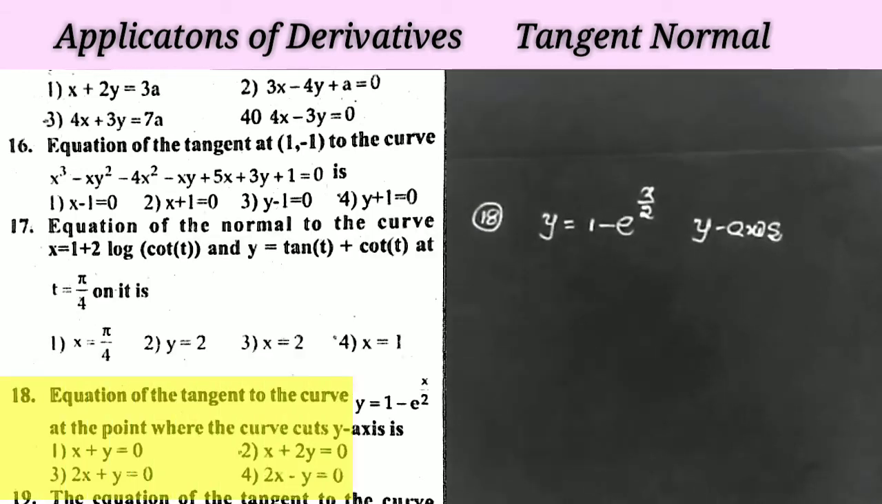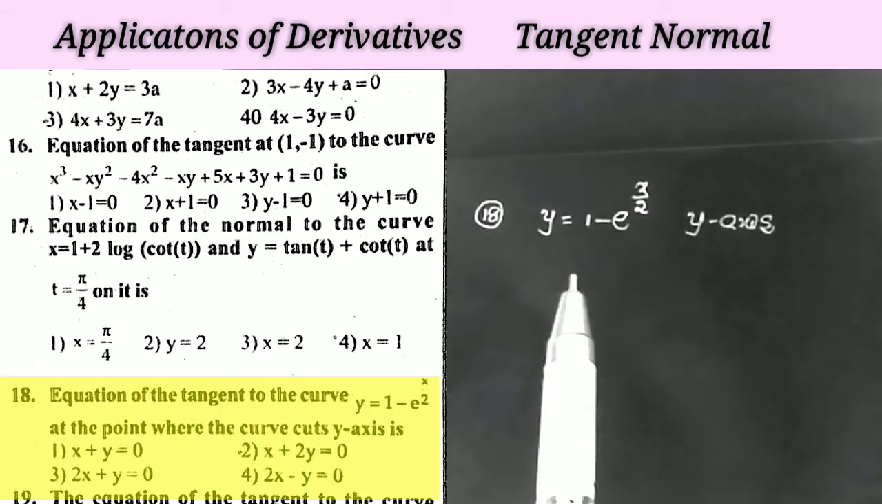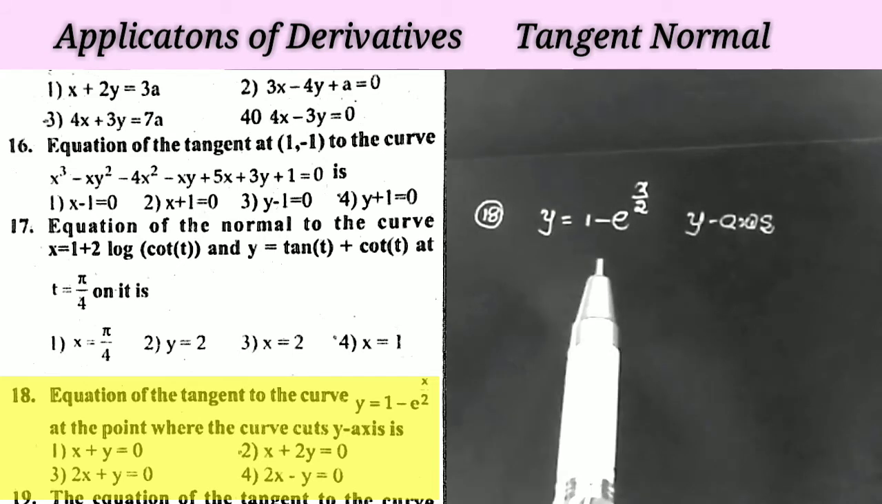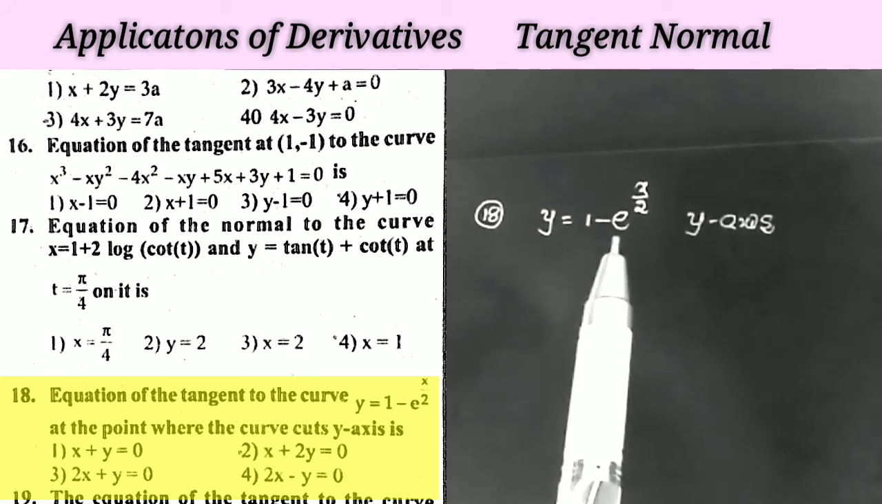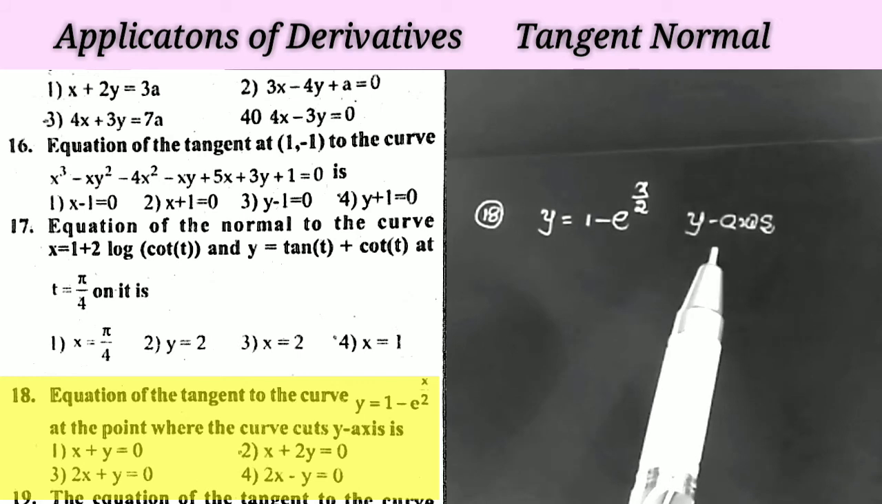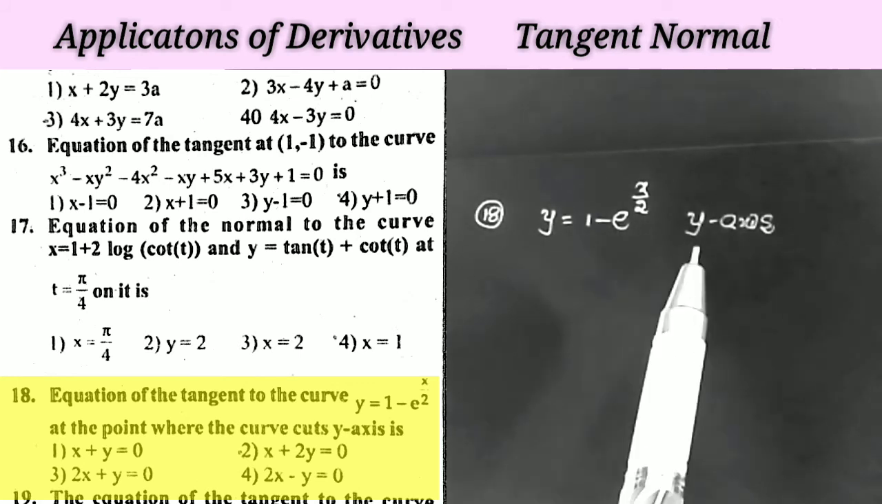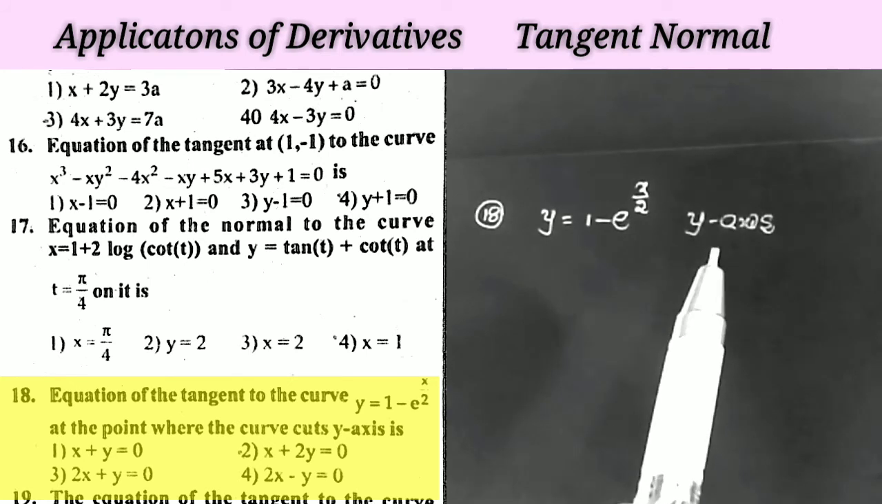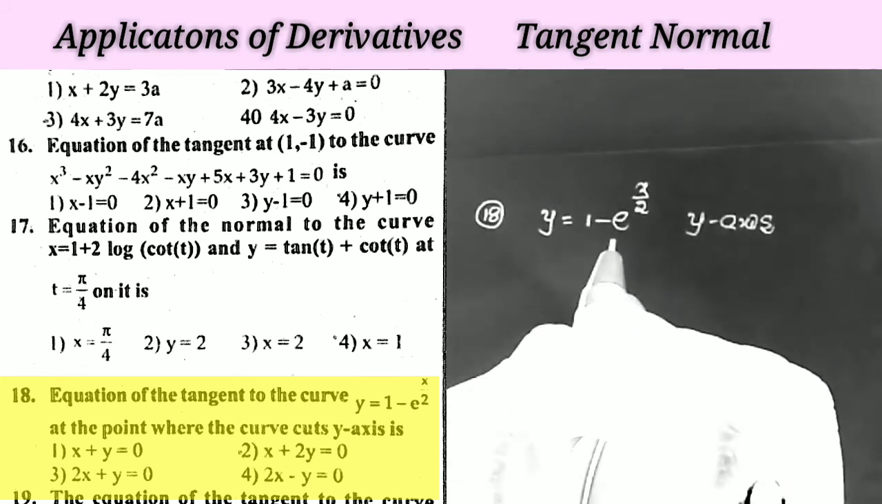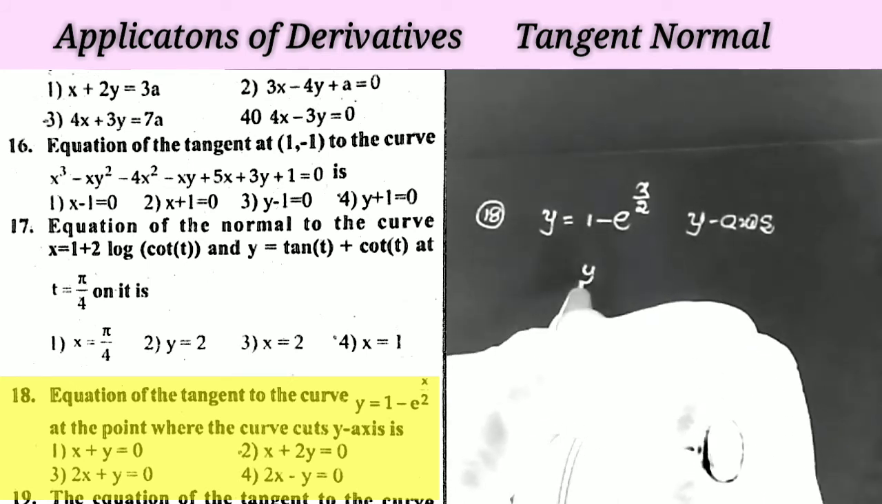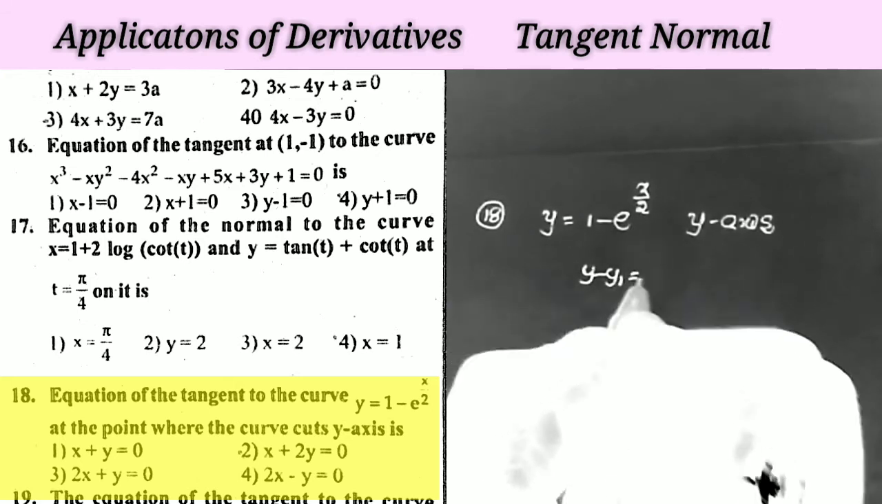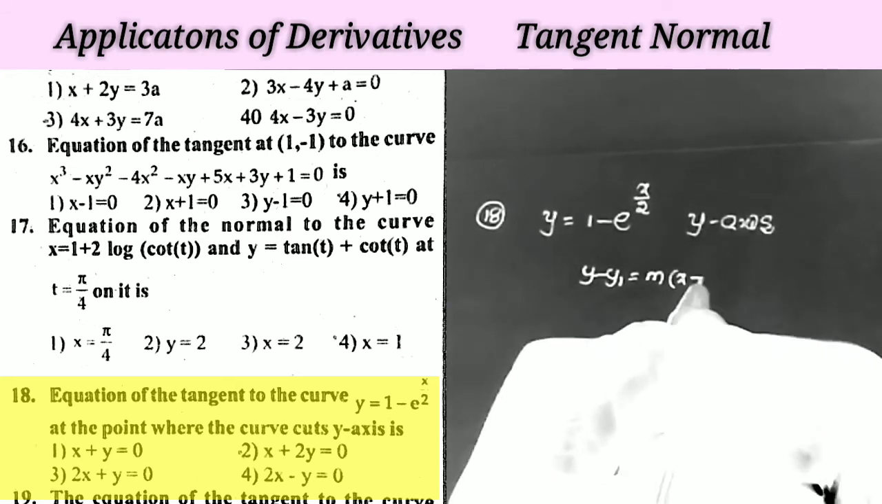Next problem, sum number 18. Equation of the tangent to the curve y is equal to 1 minus e power x by 2 at the point where the curve meets the y-axis. Equation of the tangent to this curve at the point where the curve meets the y-axis. So what is the question? Equation of the tangent. What is the equation of the tangent formula? y minus y1 is equal to m into x minus x1.